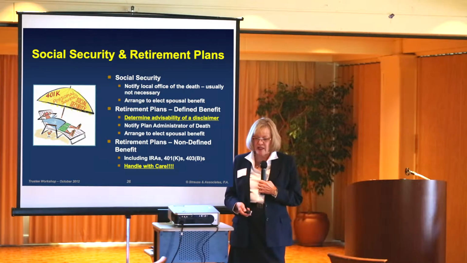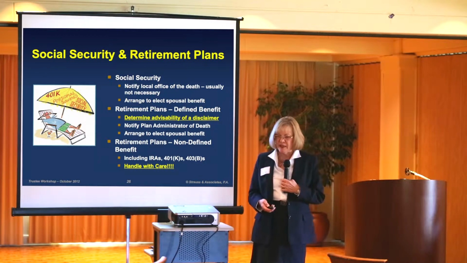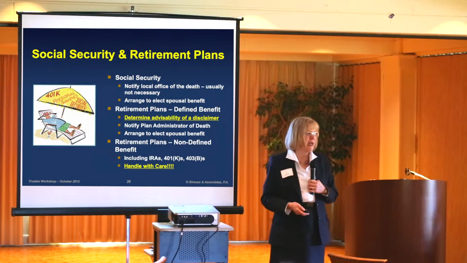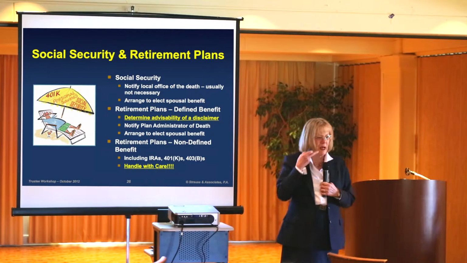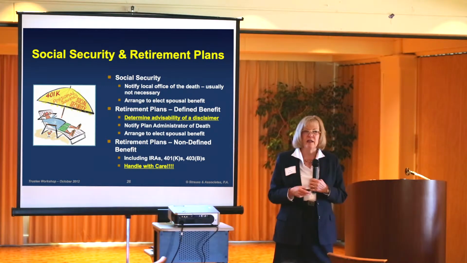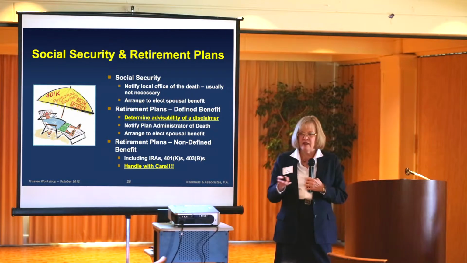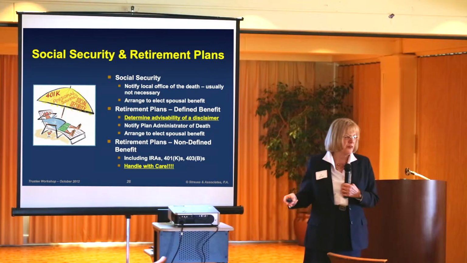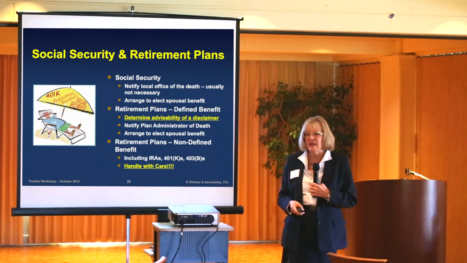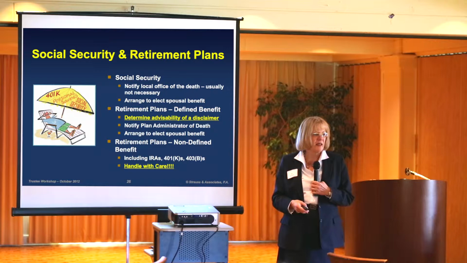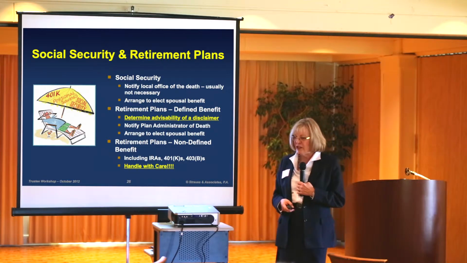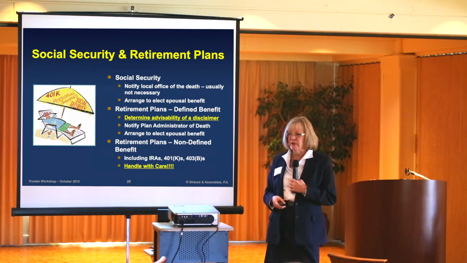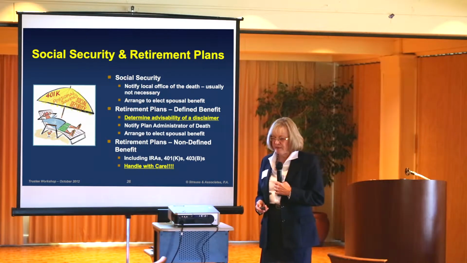Non-defined benefit plans, including IRAs, 401(k)s, 403(b)s, handle with care. We use a flow chart in our practice that a colleague of ours by the name of Bob Keebler has designed, and it shows you all the various things that happen to an IRA and all the various results that happen if you elect one or other provisions of how to distribute that IRA. All of them have different income tax implications, so you need to do that very carefully with your attorney or your financial advisor before you make any decisions about the IRA.